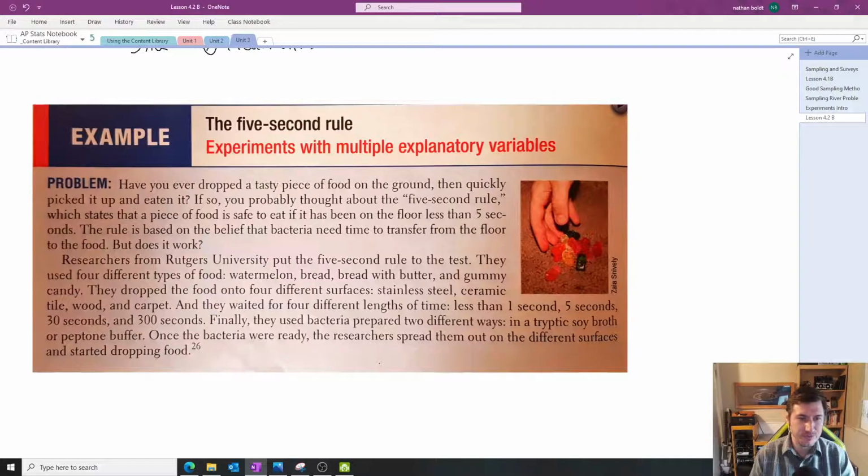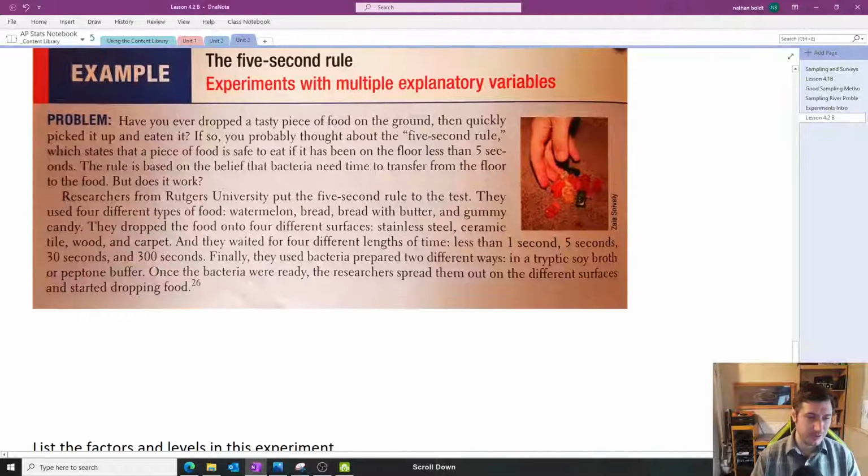Researchers from Rutgers University put the 5-second rule to the test. They used 4 different types of food: watermelon, bread, bread with butter, and gummy candy. They dropped the food onto 4 different surfaces: stainless steel, ceramic tile, wood, and carpet. And they waited for 4 different lengths of time: less than 1 second, 5 seconds, 30 seconds, and 300 seconds. Finally, they used bacteria prepared in 2 different ways: in a tryptic soy broth or peptone buffer. I have no idea what that is. Once the bacteria were ready, the researchers spread them out on the different surfaces and started dropping food.